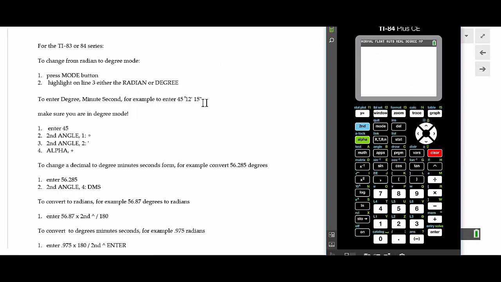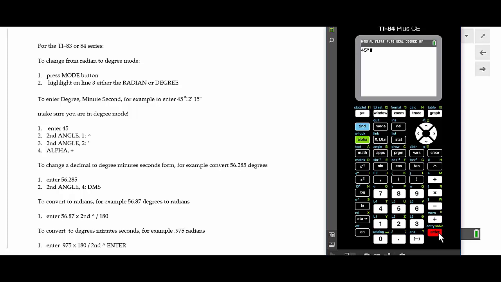Okay. If you're going to enter something in degrees, minutes, and seconds, now you can learn to do it this way if you want to. So if you were putting 45 degrees, 12 minutes, 15 seconds, it goes like this. You put the 45, okay, then you go to second apps to get the angle menu to come up. You get angle to come up.